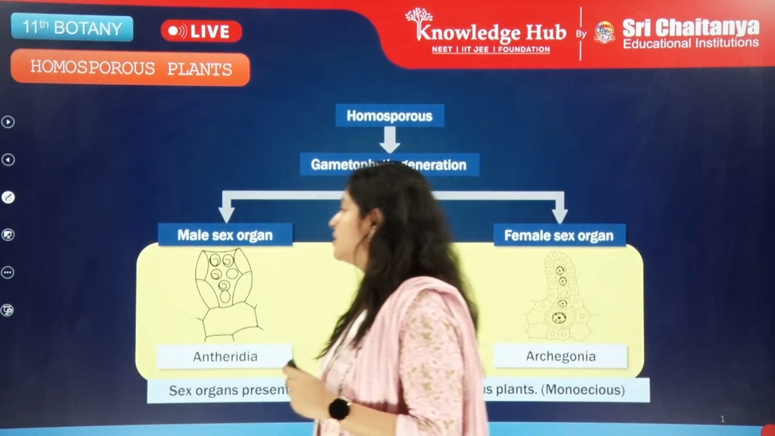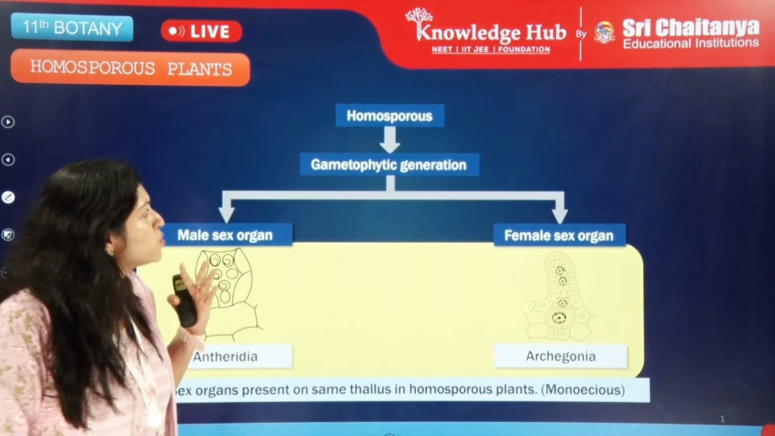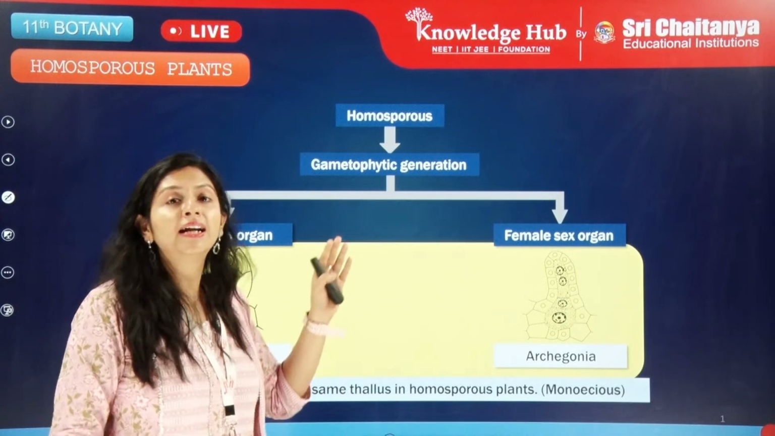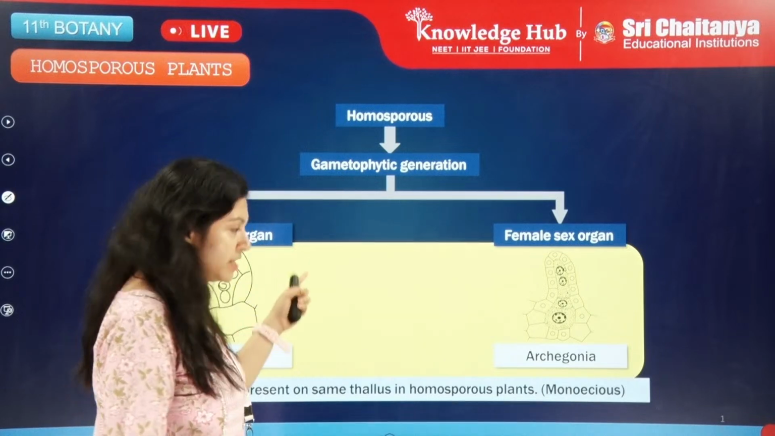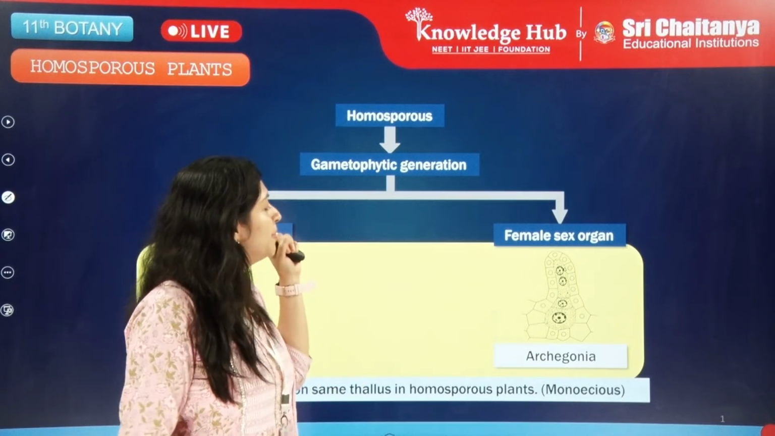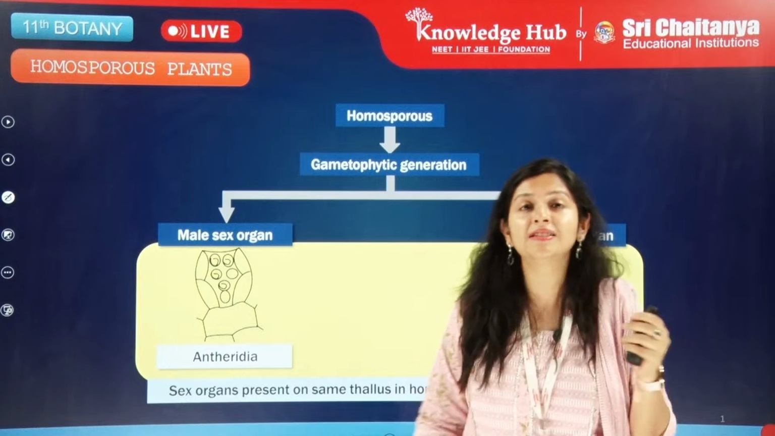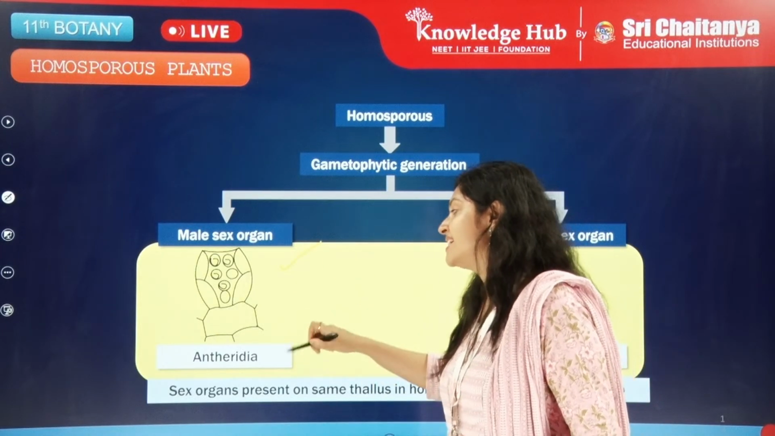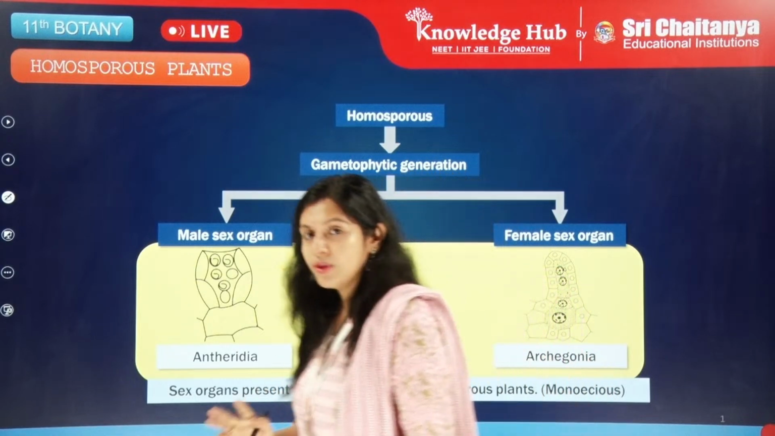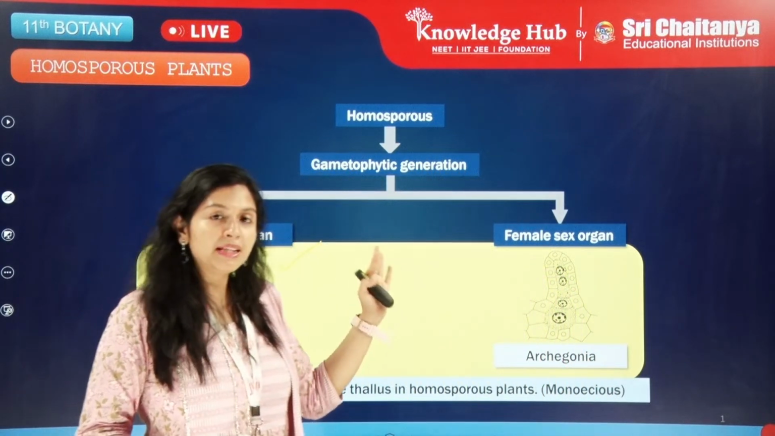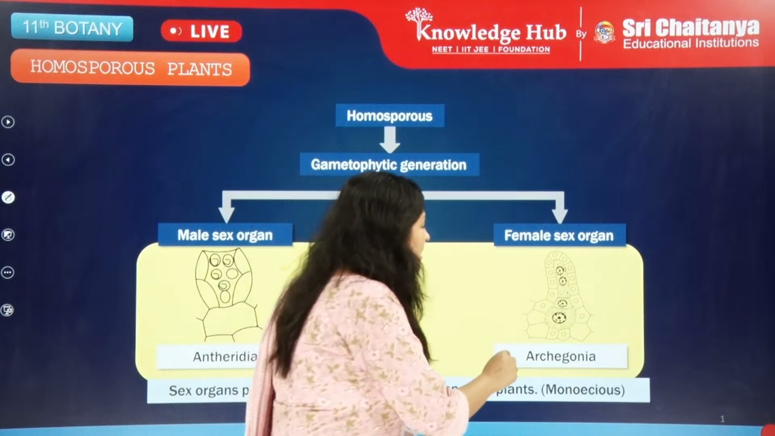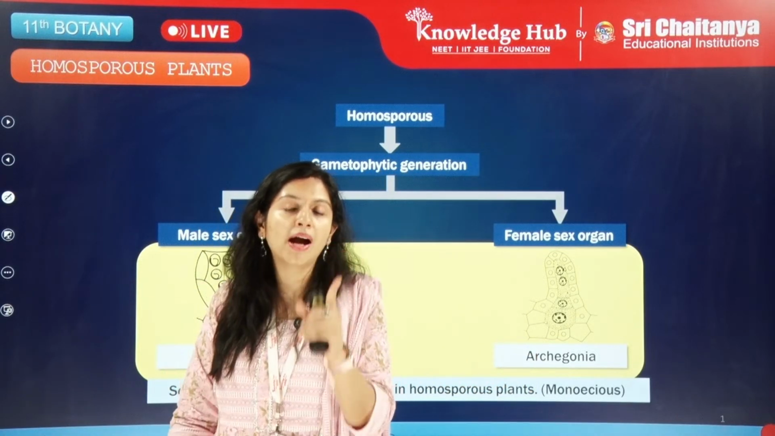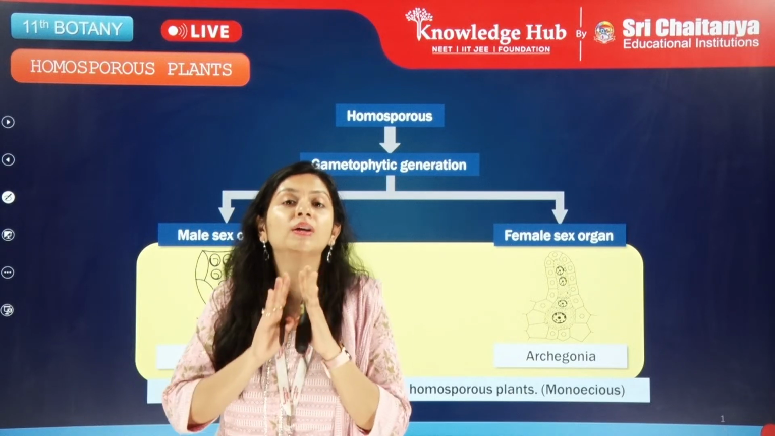Let's now see some other things about the homosporous plants. The homosporous plants undergo a gametophytic generation. In this gametophytic generation, we can see that they have a male sex organ, the antheridia, and the female sex organ, called the archegonia. So both will be possessed inside one particular gametophyte only.